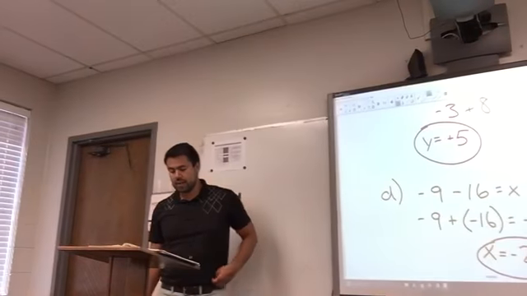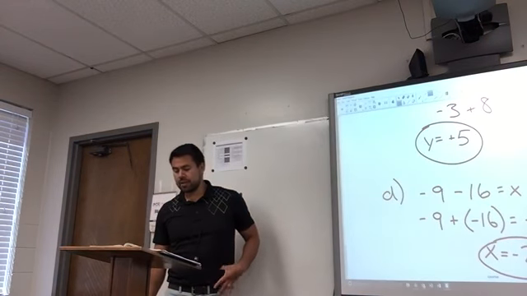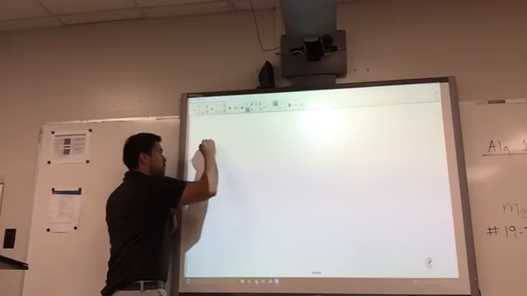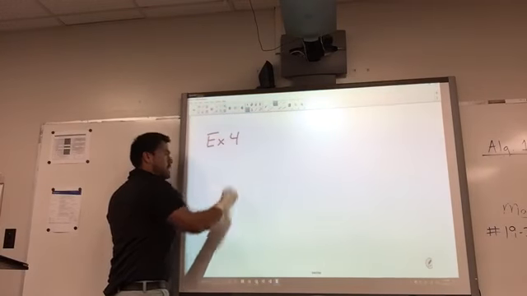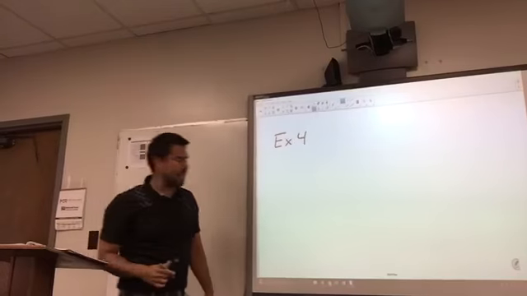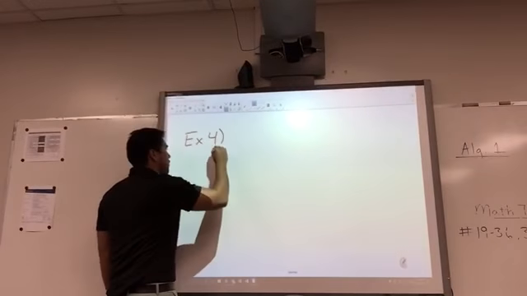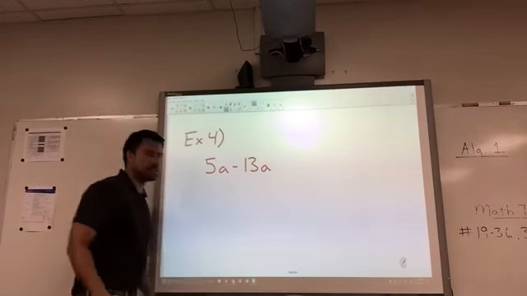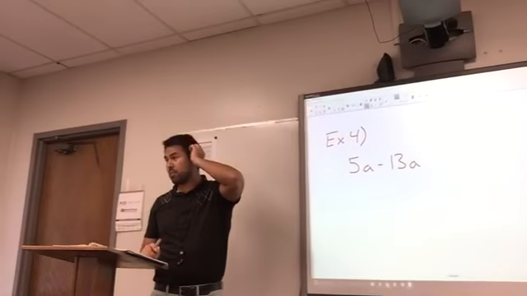Okay. Let me just do example number 4 because I want to make sure you get it with the variables. So example number 4, and then I'll let you go. Example 4. 5a minus 13a. Okay, you guys see that one? So you're like, uh-oh, variable time.